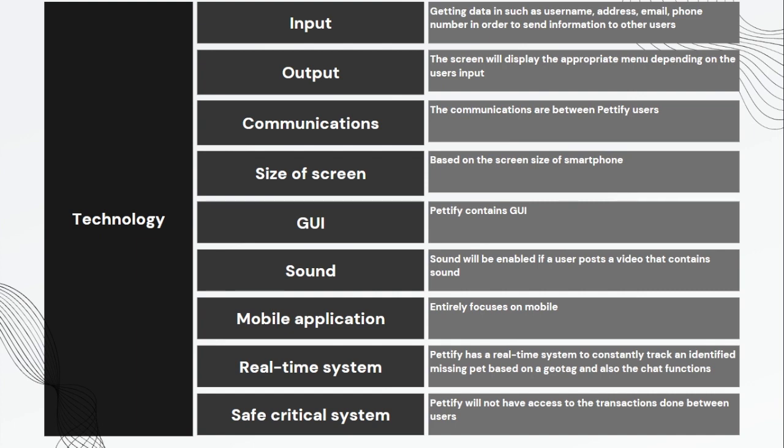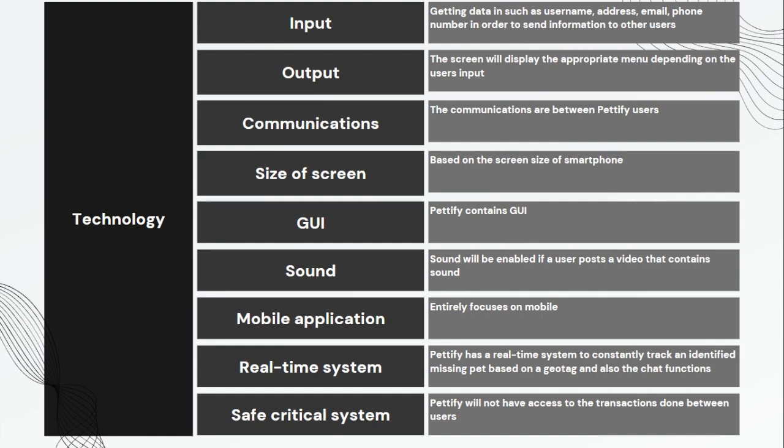Firstly, there is the input function. The input function is where data such as username, address, email, and phone number will be keyed in by the user to send information to other users, or maybe to Pettify itself.